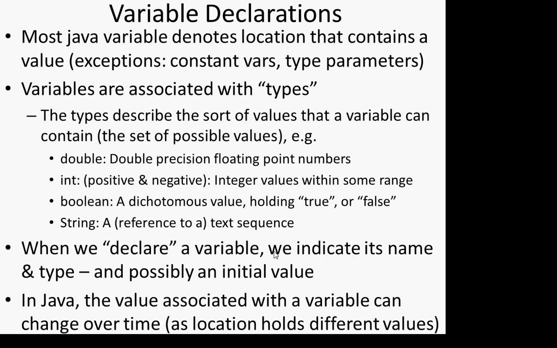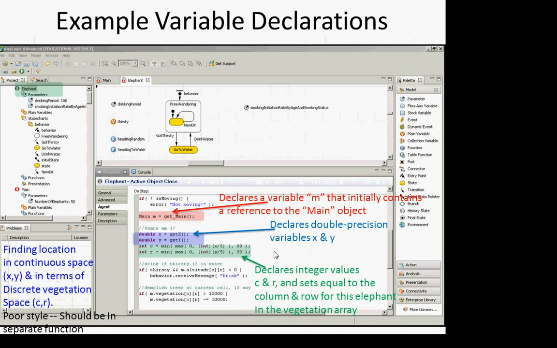So if we were to go into some of our models and look at the code, we'd see a lot of declarations of variables. So here, for example, is Main m equals getMain. Double x equals getX. Double y equals getY. These are declaring variables, okay? So this thing here on the far left is the type. It says what sorts of values can go into the location associated with that variable.